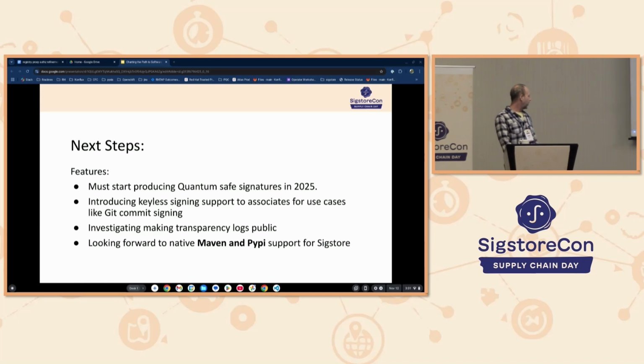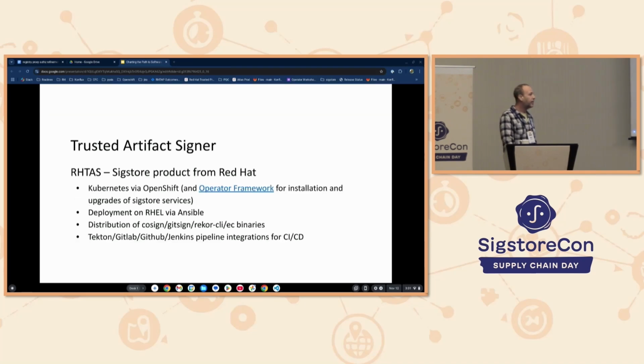We're going to start looking at introducing keyless signing support for Git commits, which Lance mentioned that we don't currently do yet. Making our transparency logs public, and looking at implementing Sigstore signing for Maven and PyPI.